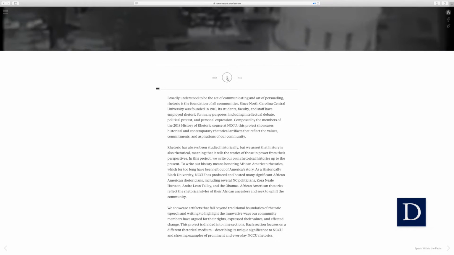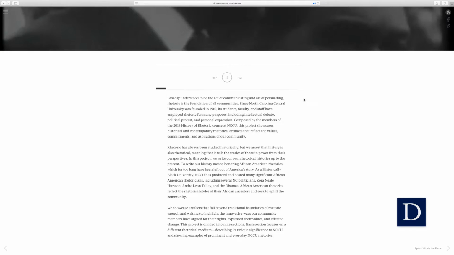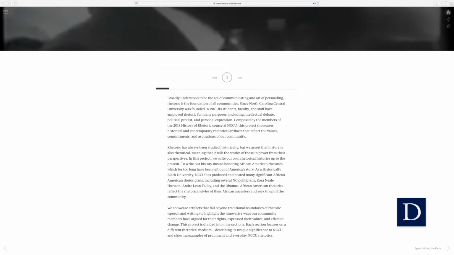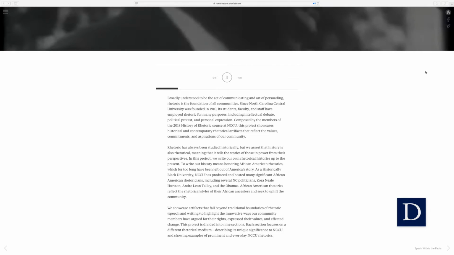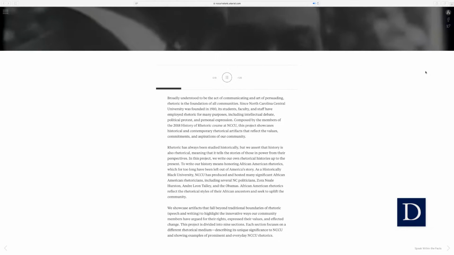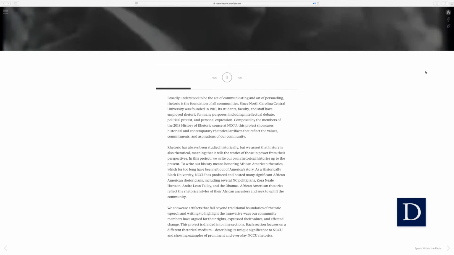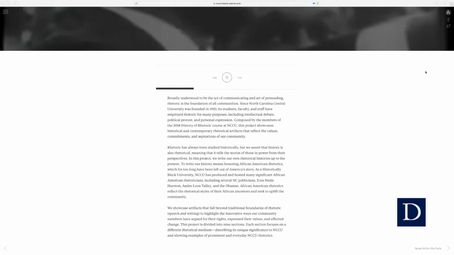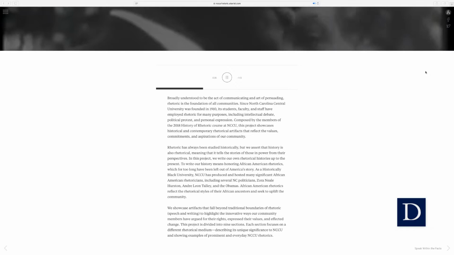Broadly understood to be the act of communicating and art of persuading, rhetoric is the foundation of all communities. Since North Carolina Central University was founded in 1910, its students, faculty, and staff have employed rhetoric for many purposes, including intellectual debate, political protest, and personal expression. Composed by the members of the 2018 History of Rhetoric course at North Carolina Central University, this project showcases historical and contemporary rhetorical artifacts that reflect the values, commitments, and aspirations of our community.